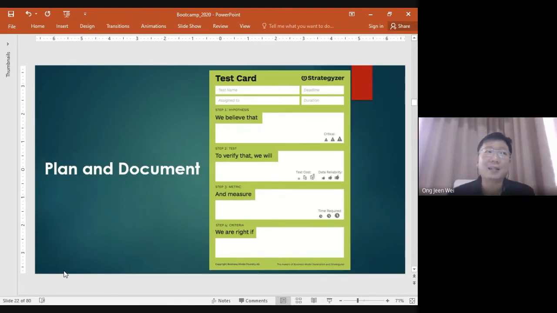We will invite all the students to participate. This is the activity that we need to do to test. Then how to measure: we will measure by the number of students who register and complete the bootcamp. Now, step 4, how to know whether our hypothesis is right. We will say we are right if in every one of our bootcamps there are at least 40 participants. So this is a well-documented test card.